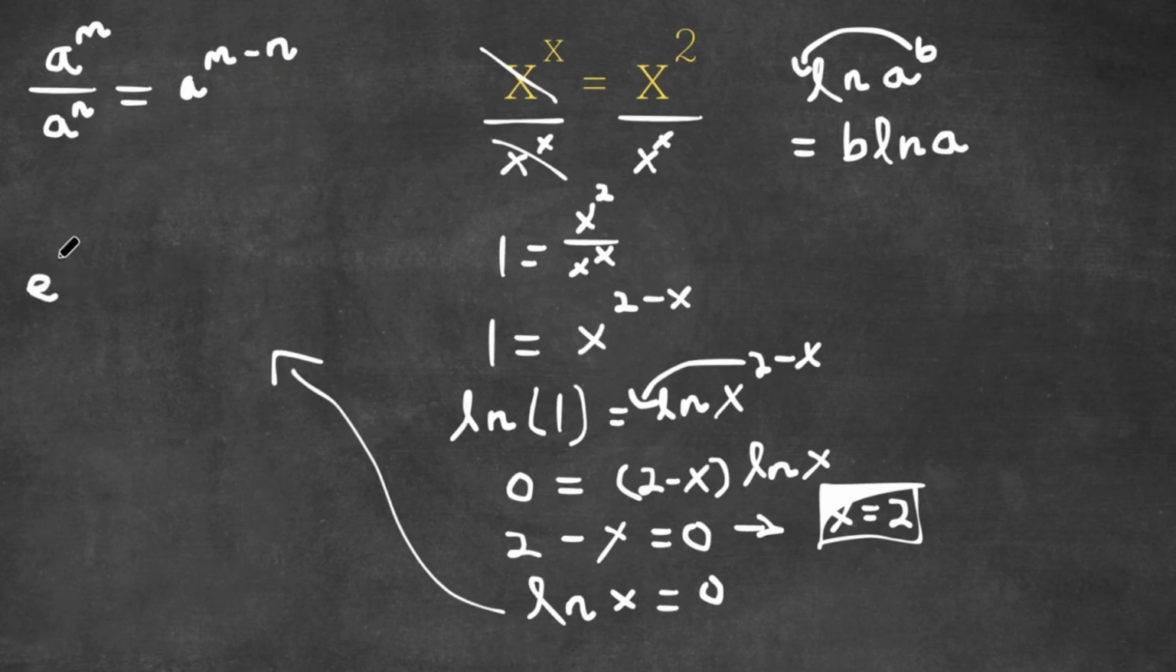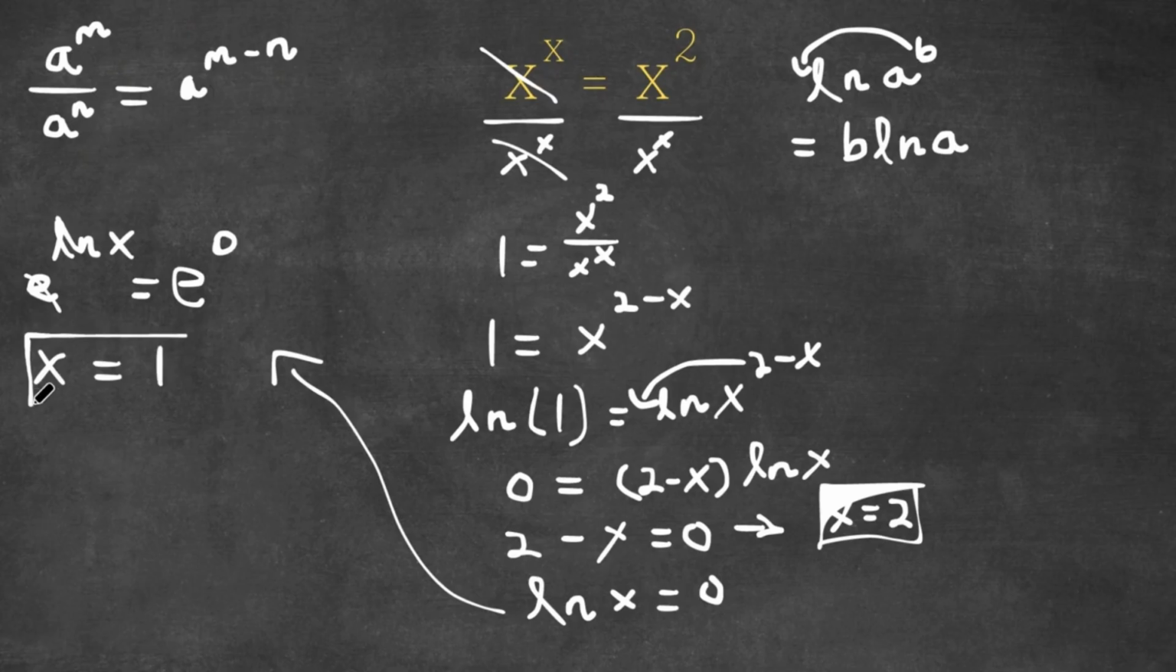So we have e to the power of ln x is equal to e to the power of 0. Now for e to the power of ln x, these two cancel out, so I simply have x is equal to e to the power of 0, which is 1. So this is our second solution. So our two solutions are x equals 1 and x equals 2.